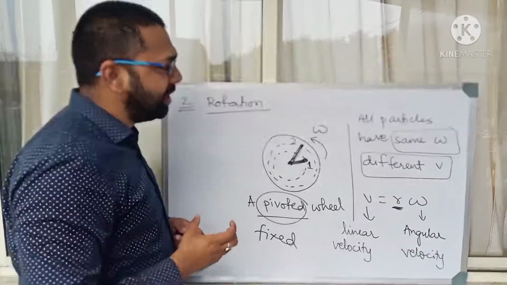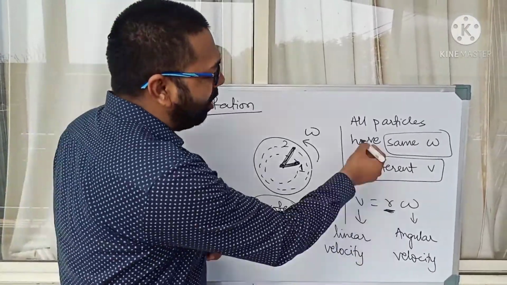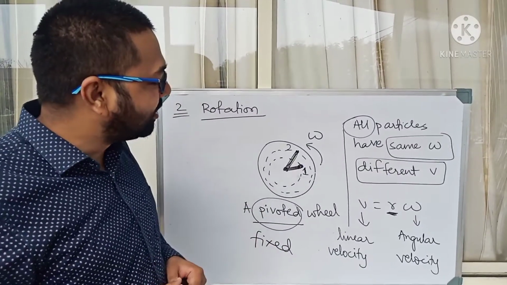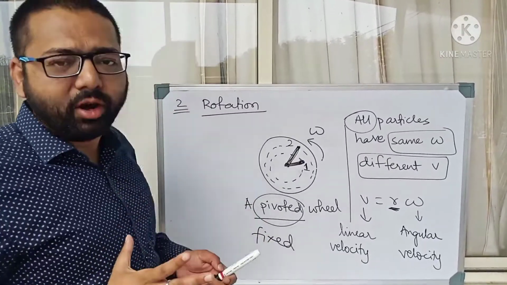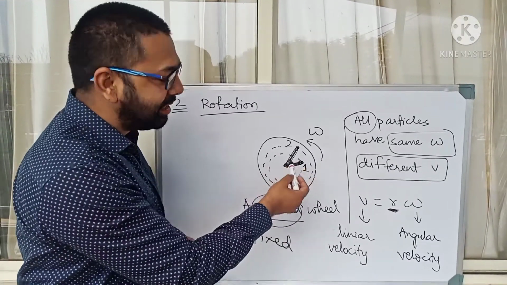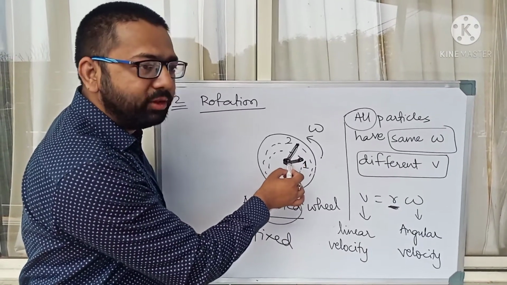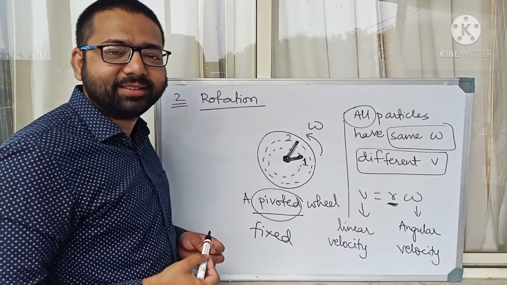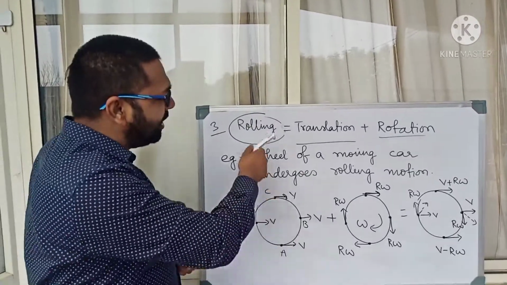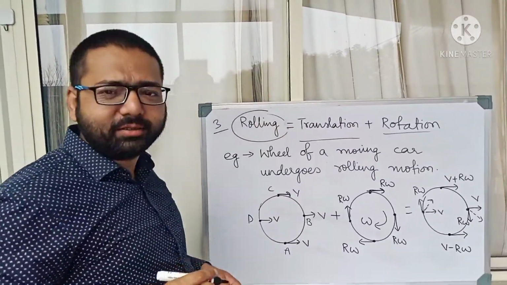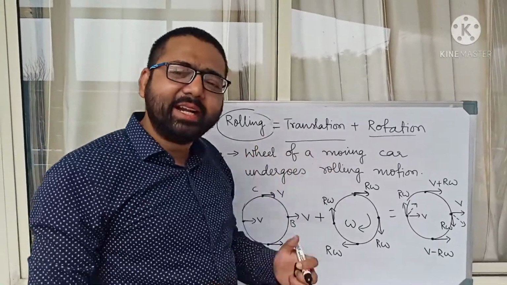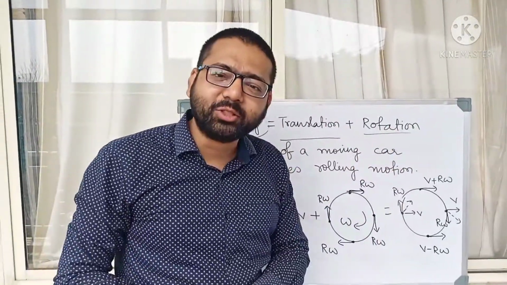So in this rotation, what is happening? Remember that all the particles have the same angular velocity, but different linear velocity, because every point has a different radius about the pivoted point, the fixed point of the rotation. Let us talk about rolling motion. Here, rolling is equal to translation plus rotation. So clearly we can understand that rolling is a combination of translatory motion and rotational motion, right?